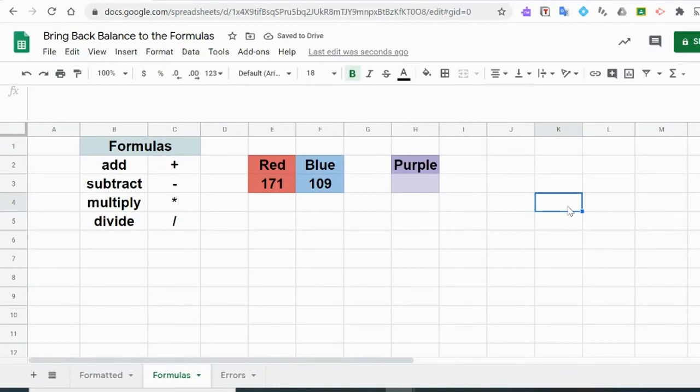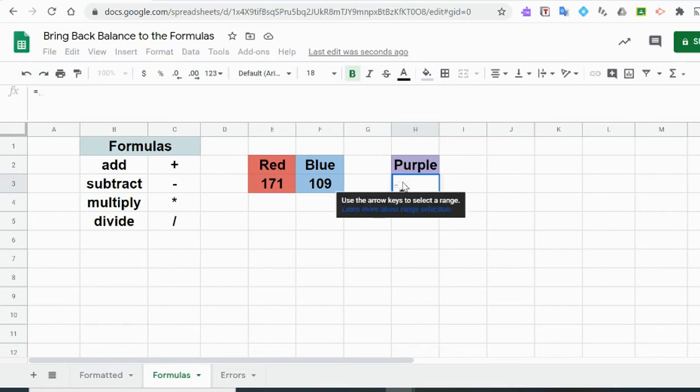For this example, we're going to do some calculations to make some purple. So let's say we wanted to take half of the red, half of the blue to make purple. Let's try some different formulas. What about equals half the red, so E3 divided by 2, that's the slash, plus F3 divided by 2. You get 140.